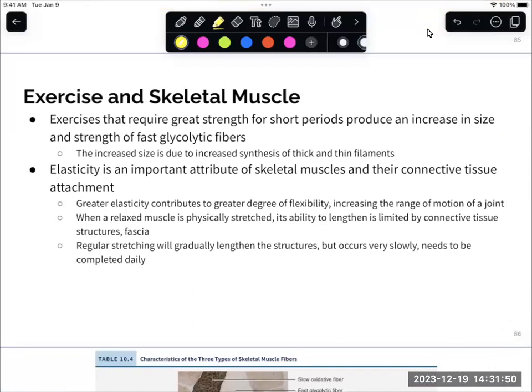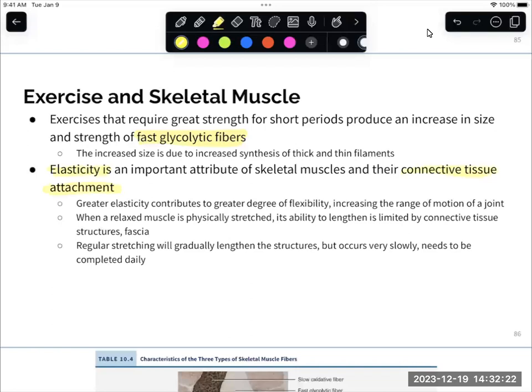So there's different activities that require a lot of strength. Those are going to use fast glycolytic fibers. The elasticity of our muscles and their connective tissue attachments are going to be very important with this whole process. So the more elasticity within our fibers, the greater the range of motion of that specific joint.